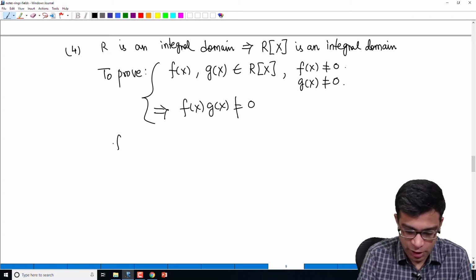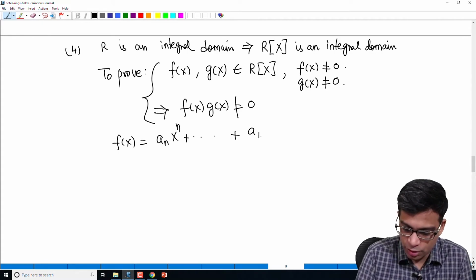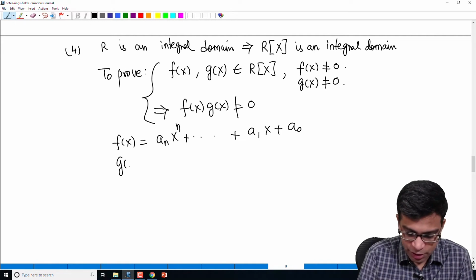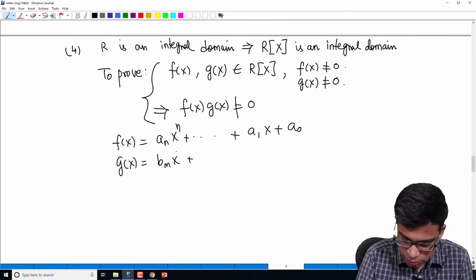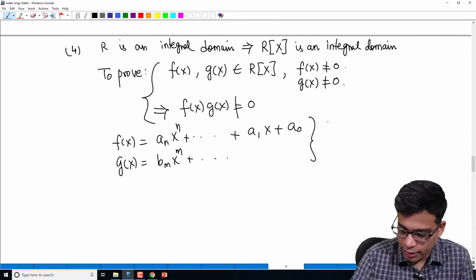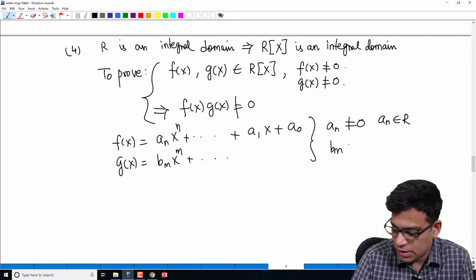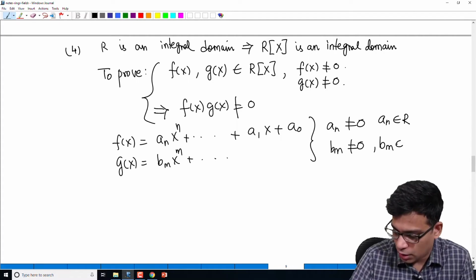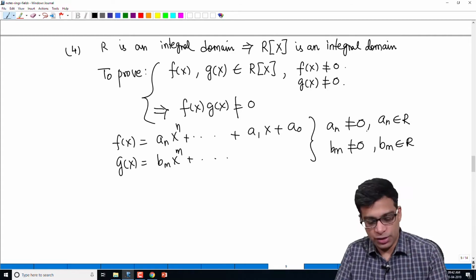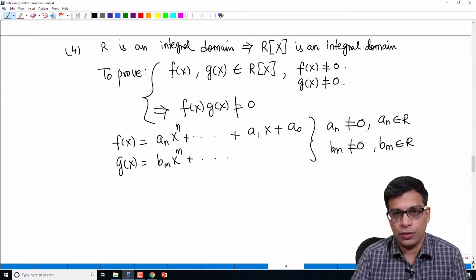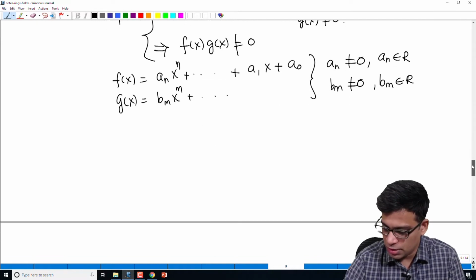If f(x) is a non-zero polynomial, write it as a_n x^n plus whatever, I don't care what the remaining terms are. Similarly g(x) is b_m x^m plus remaining terms. I know that a_n is non-zero and b_m is non-zero, both elements of R. Because f and g are non-zero polynomials, we take their leading coefficients, the coefficients of the largest power, to be non-zero. So the degree of f is n, the degree of g is m.